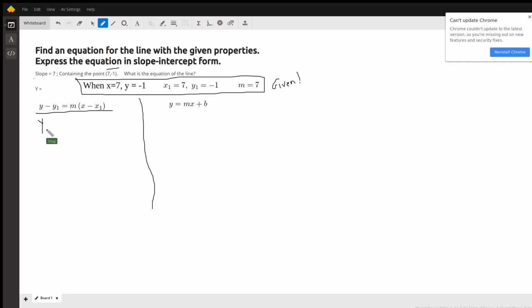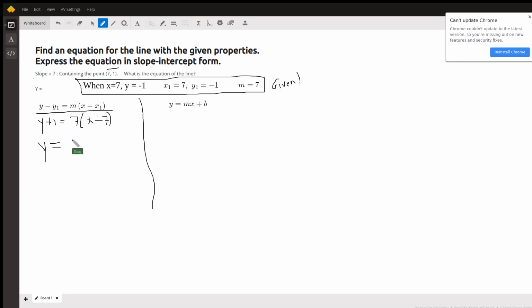y minus y sub 1. Well, y sub 1 is -1. So y minus a negative 1 is y plus 1 equals the slope, which is 7, times x minus x sub 1. But x sub 1 is 7. And I'll make sure those look like 7s. And that's point-slope.